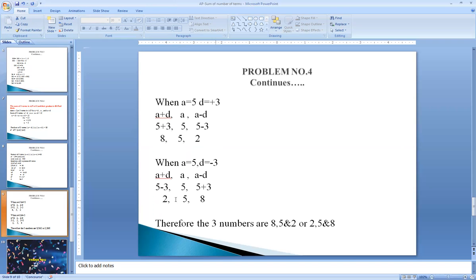When minus 3 is there, what are the three numbers? a plus b, a, and a minus b are the three terms. 5 plus into minus becomes minus 3, so 2. Then a means 5. Minus into minus becomes plus, so 5 plus 3 is 8. Therefore, the three terms are 8, 5, 2 or 2, 5, 8.